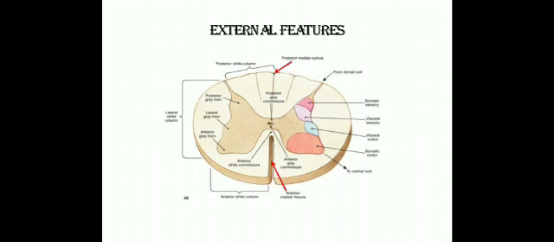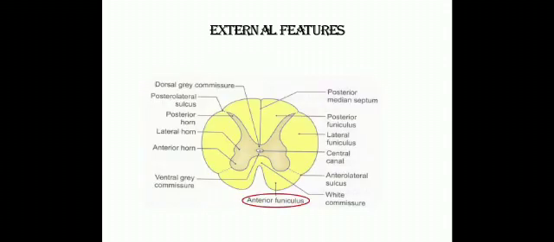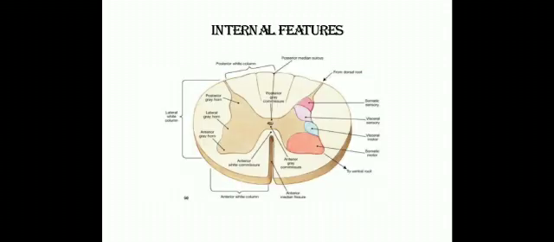So, each half is divided into the anterior funiculus, the lateral funiculus and the posterior funiculus by the anterolateral sulcus and the posterolateral sulcus. The ventral or motor nerve roots emerge from the anterolateral sulcus, whereas the dorsal or sensory nerve roots enter the spinal cord from the posterolateral sulcus.